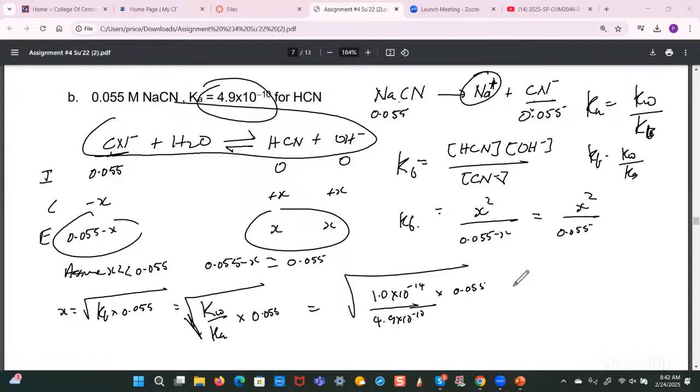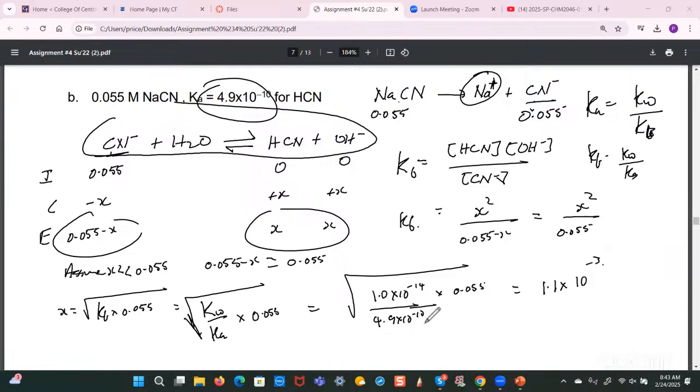So this is what's going to give us x. So 1 times 10 to the minus 14 times 0.055 divided by 4.9 times 10 to the minus 10. And then square root, can't forget that. According to my calculation, this works out to be equal to, I need to round this to 2 sig figs, so this will be 1.1 times 10 to the minus 3. Again, please check to make sure I'm doing the right thing, but this is what I got, right?